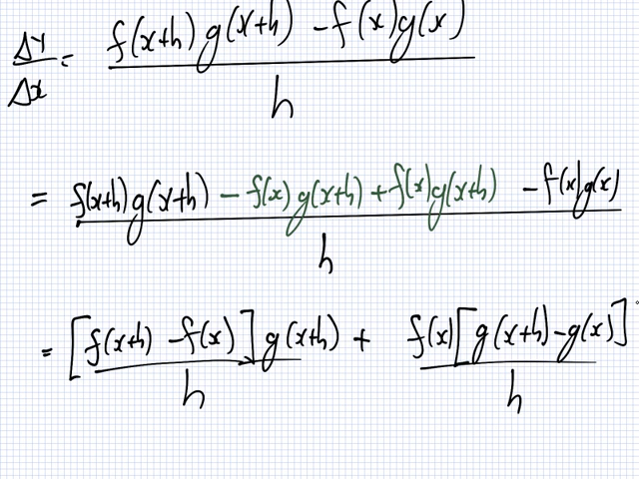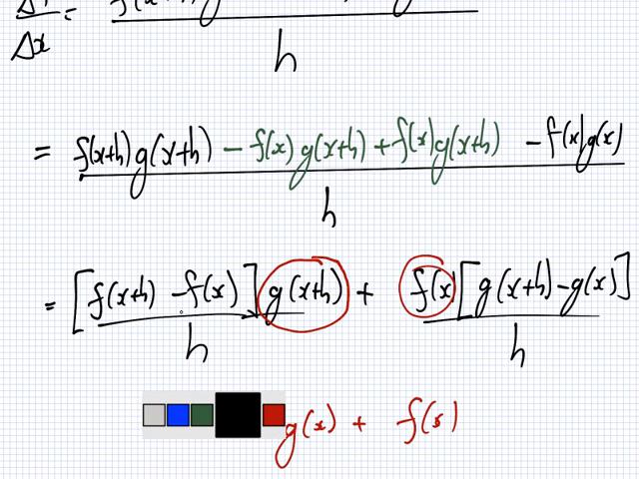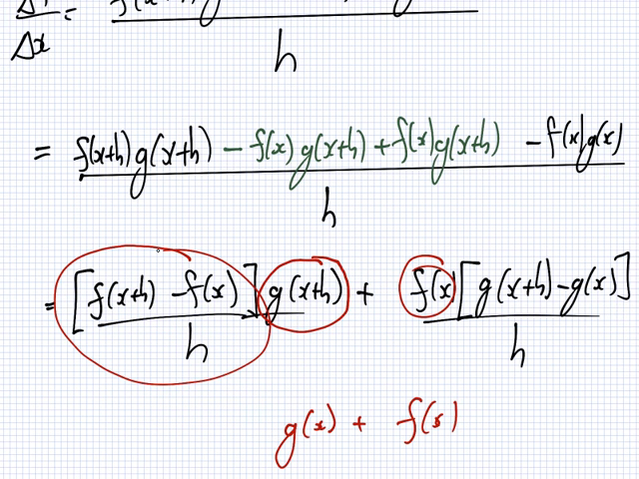Well, I think this piece is obvious. What does this become when h becomes 0? Well, that will become just g(x), obviously. And this bit here is not affected. It will become f(x). But what about this piece here? What will that become when h goes to 0?